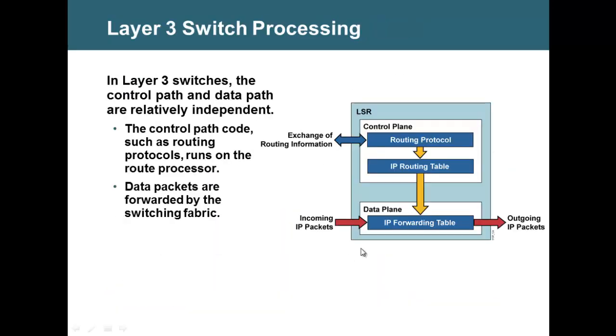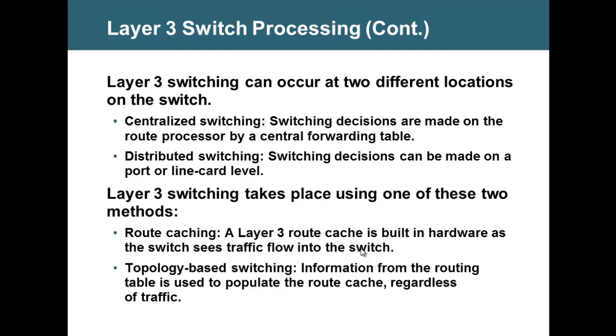Now I have skipped one slide. See, after this I skipped one slide. Let us see what this says. Layer 3 switching can occur in two different locations on a switch. One, centralized switching. The other one, distributed switching.